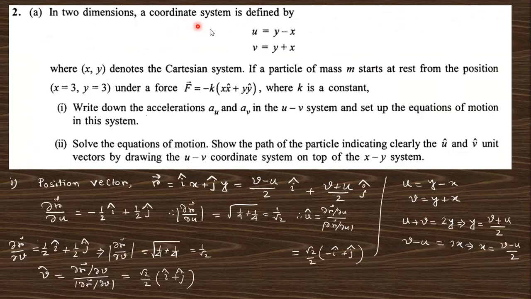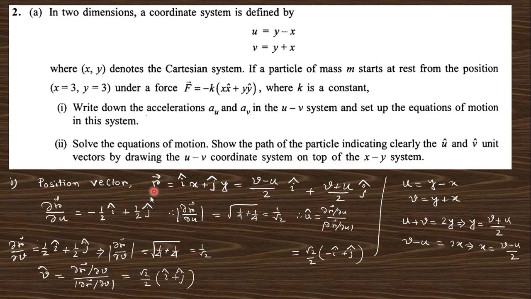In two dimensions, a coordinate system u is given as y minus x and v is given as y plus x, where x, y, z is the Cartesian coordinate. If a particle starts from the rest position under this friction force, write down the acceleration a_u and a_v in this system, set up the equation of motion of the system, and then solve this equation of motion to find the path of the particle, indicating clearly u cap and v cap and drawing the uv coordinate system on top of the xy system.